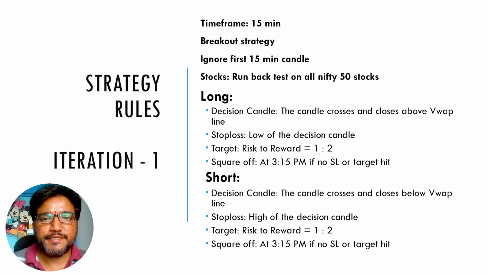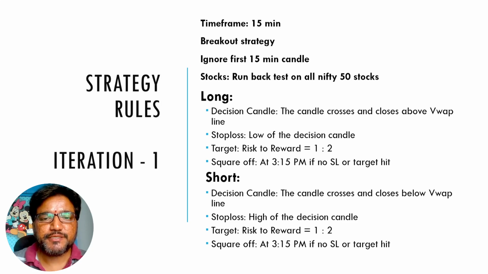The rule for a long trade: first we have to identify the decision candle. The 15-minute candle has to cross and close above the VWAP line. The first 15-minute candle that satisfies this condition will be our decision candle for the long trade for the day. The stop loss here is the low of the decision candle. Target is 1:2 risk reward, so the target will be double the SL points. We square up the trade at 3:15 p.m. if there is no SL or target hit.